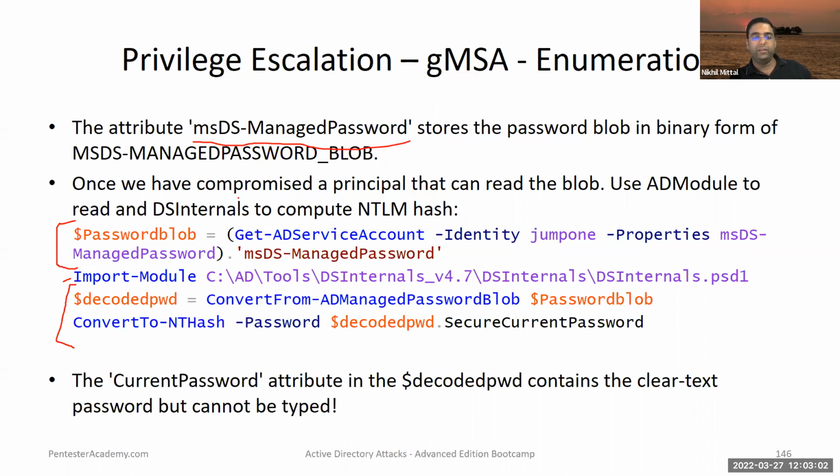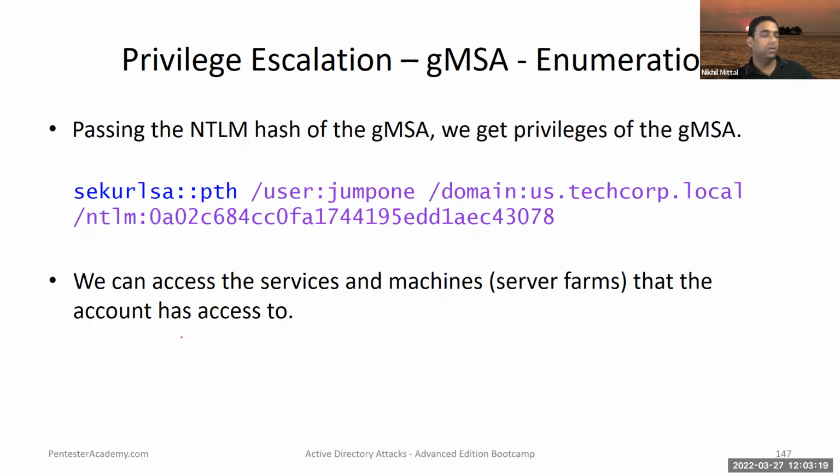I mean, there is an attribute here called CurrentPassword, and that contains a password in clear text, but it is in characters that we cannot type. So there is no use of doing that. We convert it to an NT hash, and then we can overpass the hash to use the privileges of the GMSA. This would allow us to access services, machines, server farms, or anything that account has access to.